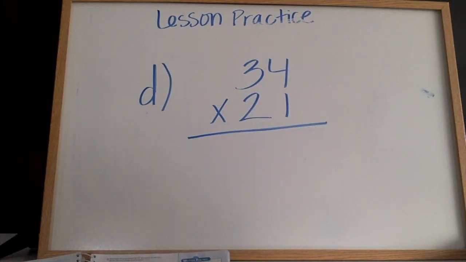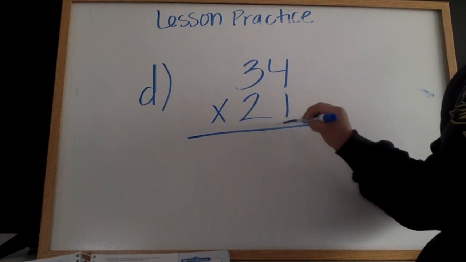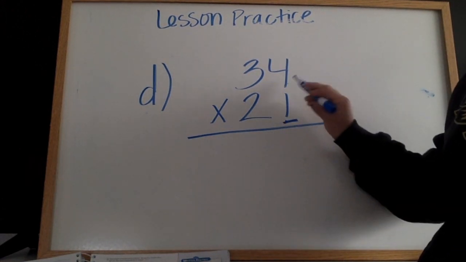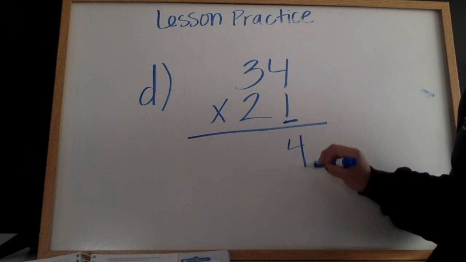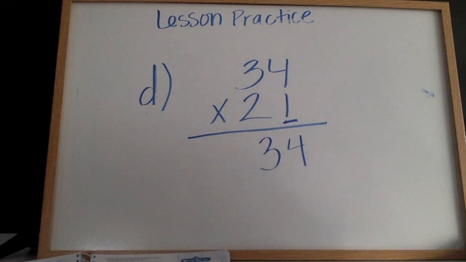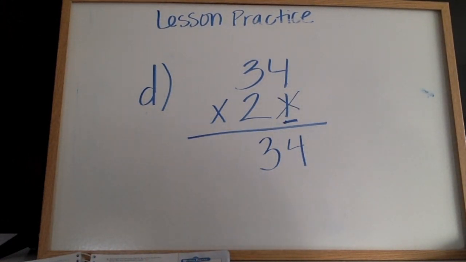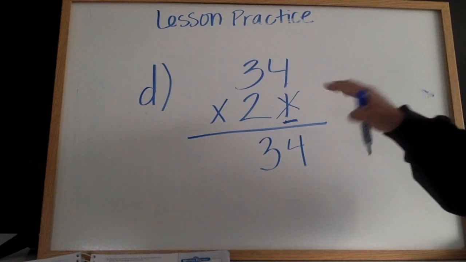Letter D on lesson practice. I'm going to start with this one right here. 1 times 4 is 4. 1 times 3 is 3. I'm all done with that one now, so I'm going to cross it off. You don't have to cross it off. I just like to do that to show you that we're done working with it.